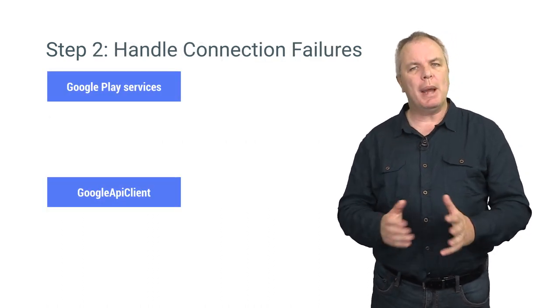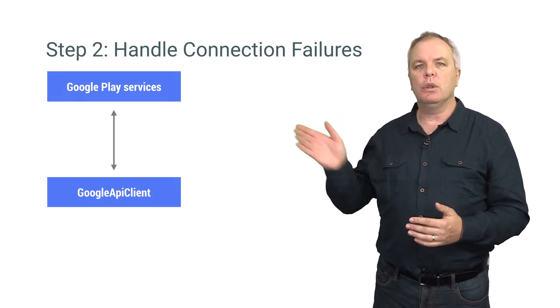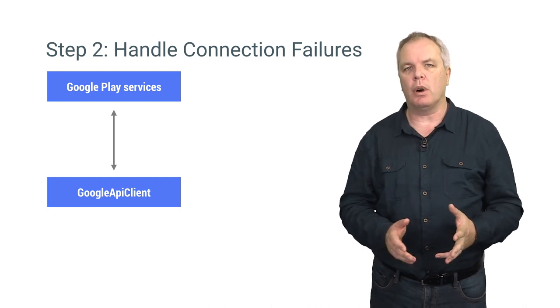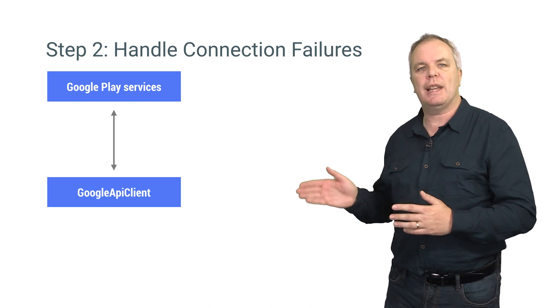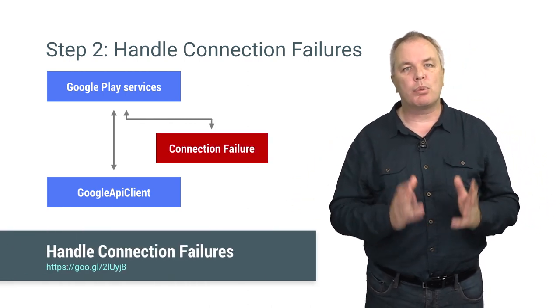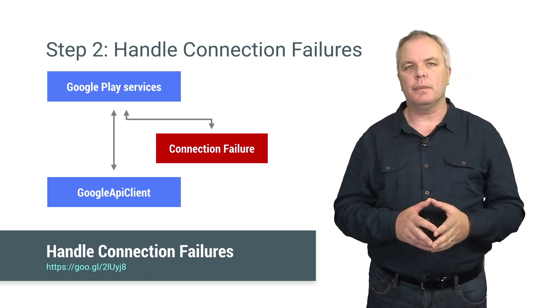Step 2. Go back to your code. When you connect to Google Play services, you first connect to a Google API client. It's a common step that you may have seen 100 times before, but before you skip over this, it's extremely important to set your code to handle Google API client connection failures gracefully using the proper resolution process. For details and code samples, take a look at the link here.